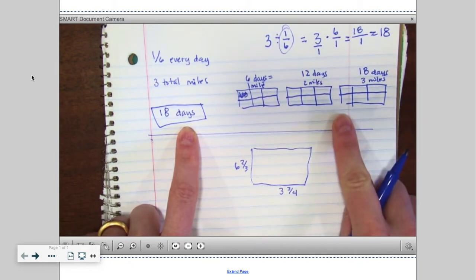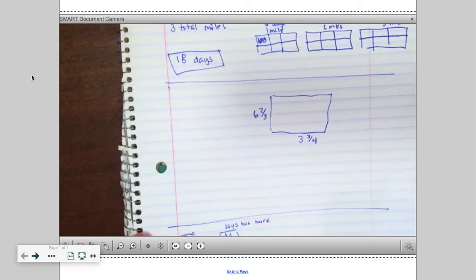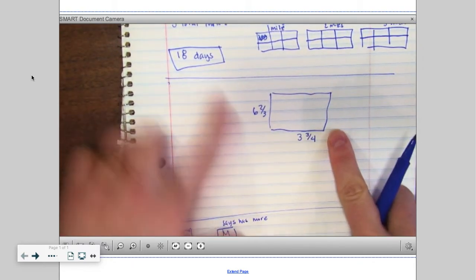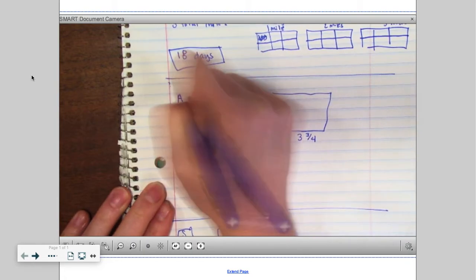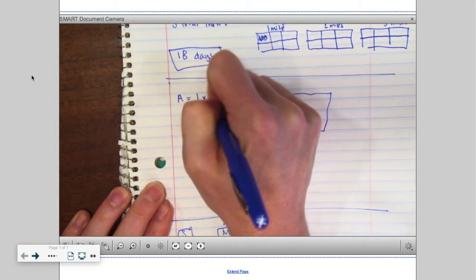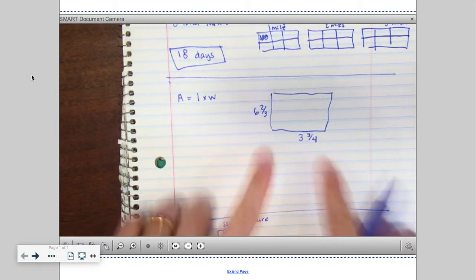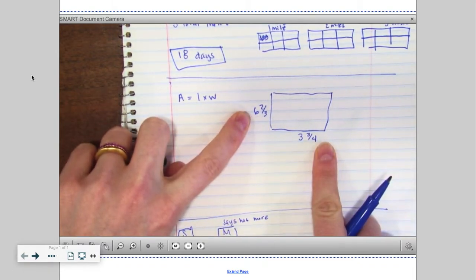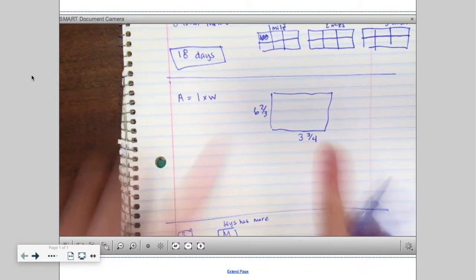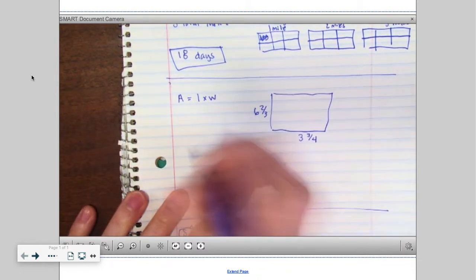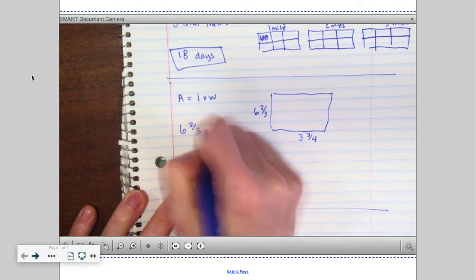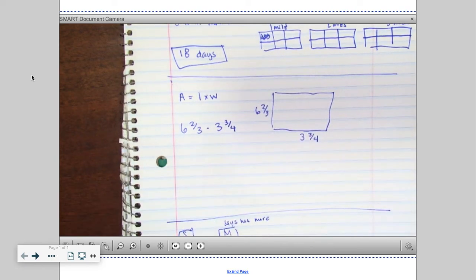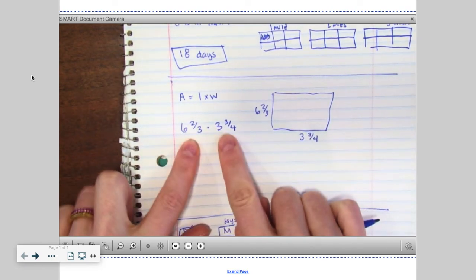a model, okay? To find the area of a rectangle, I drew a rectangle, and then I labeled. I know area equals length times width. So I have my length, and my width, all right? So I want to know what my area is. Well, I can just set up 6 2/3 times 3 3/4. But here's the deal. I can't multiply mixed numbers like that.